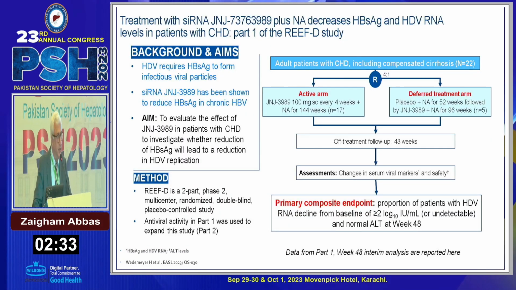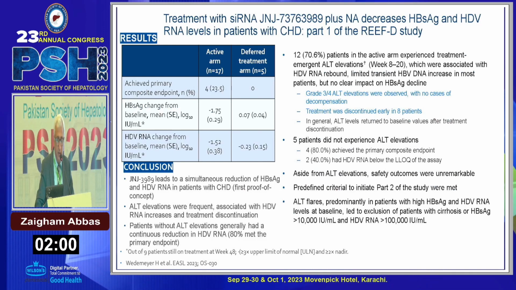These are the small inhibitory RNAs. We heard about these inhibitory RNAs in the presentation on hepatitis B, because they prevent formation of hepatitis B surface antigen, and surface antigen is required for delta virus also. So if we can decrease the level of surface antigen, perhaps this may be effective in delta hepatitis also. So 17 patients were in the active arm of delta hepatitis, and 5 patients were in the deferred treatment arm. And we can see there was much decrease in the surface antigen and HDV RNA levels.